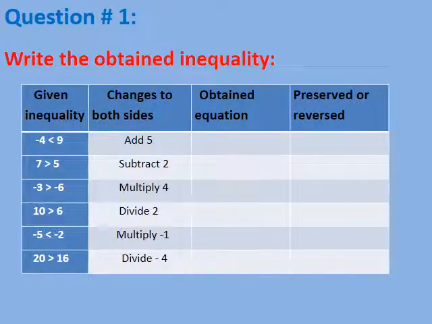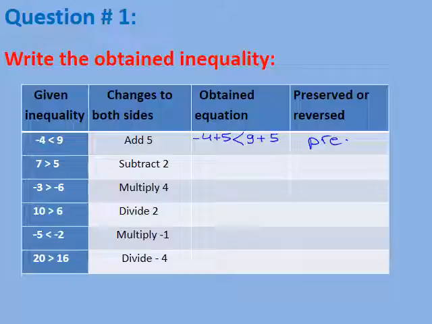Dana, please read question number 1. Write the obtained inequality. Given the first inequality, minus 4 less than 9, what changes should we do? We should add 5. Now add 5 to both sides of the inequality. Minus 4 plus 5 less than 9 plus 5. If we add the same number to both sides of the inequality, the inequality is preserved. What do we mean by preserved? Stay the same. It's the sign, less than, that stays the same.